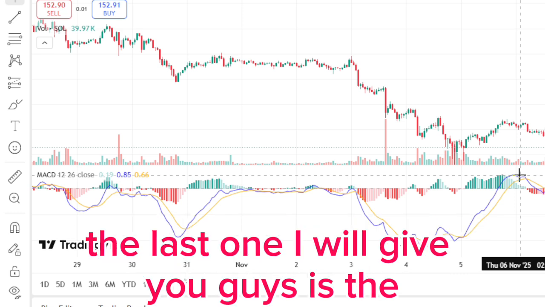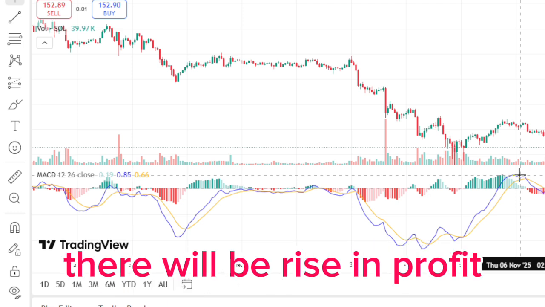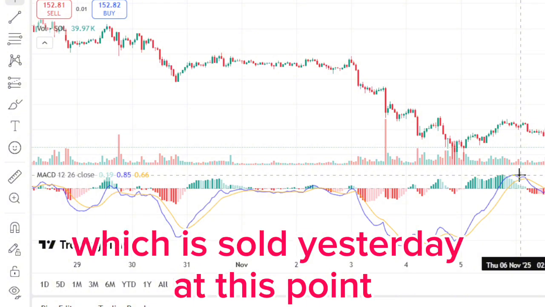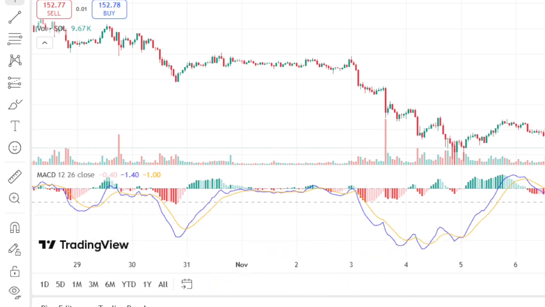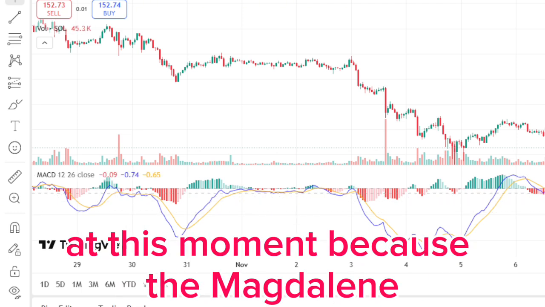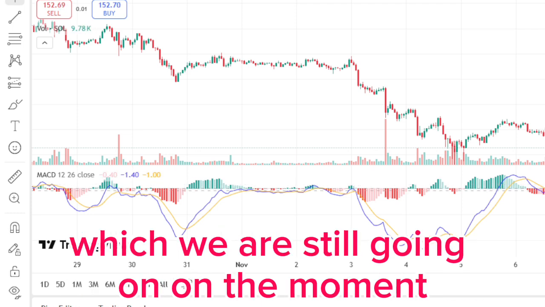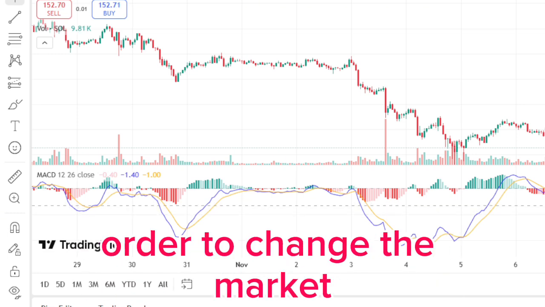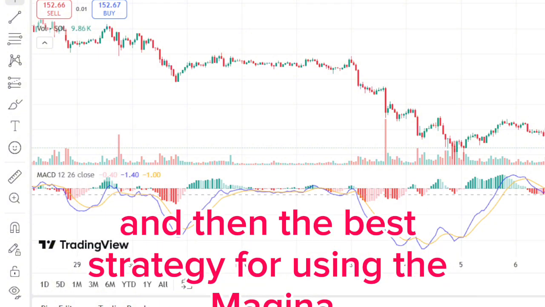The last one I will give you guys is if the MACD line is above the signal line, there will be a rise in profit. But if it is below the signal line, there will be a drop in profit. Let's use a live trading example, which is SOL USDT. At this point, SOL is trading at 152. And what we are seeing here is that SOL is still coming down massively at this moment, because the MACD line at this point crossed on the bearish side, and we are still going on the momentum, and there is no indication that the MACD line is crossing in order to change the market back to bullish. So this is the best example and the best strategy for using the MACD line.